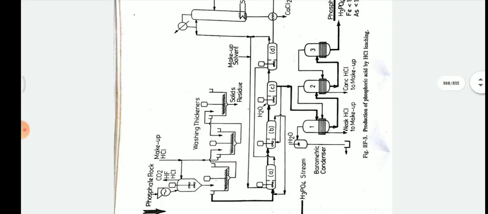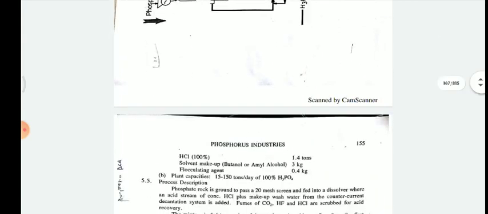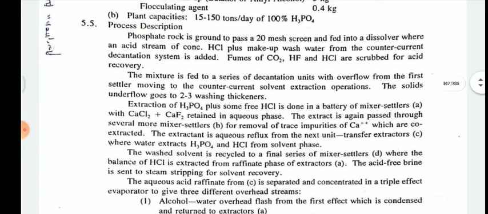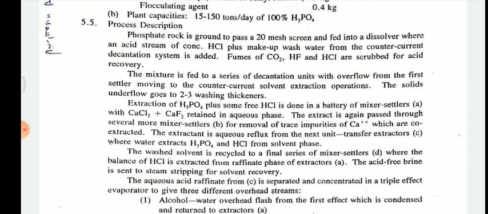So this is the manufacturing chart or the processing chart that can be used for the leaching process of HCl and the manufacturing process of the concentrated phosphoric acid. Okay, let's see the phosphoric acid process description.